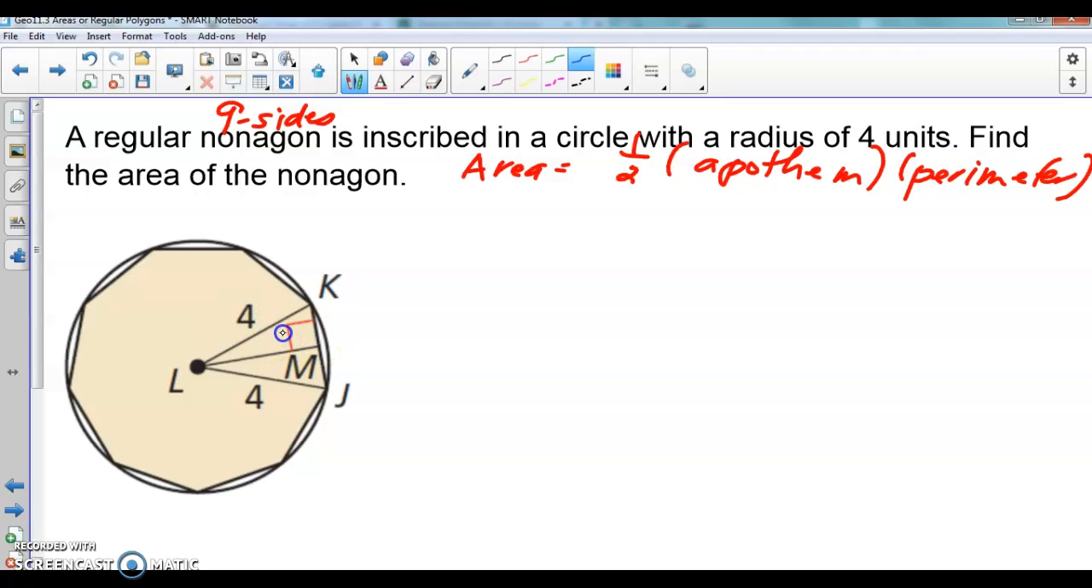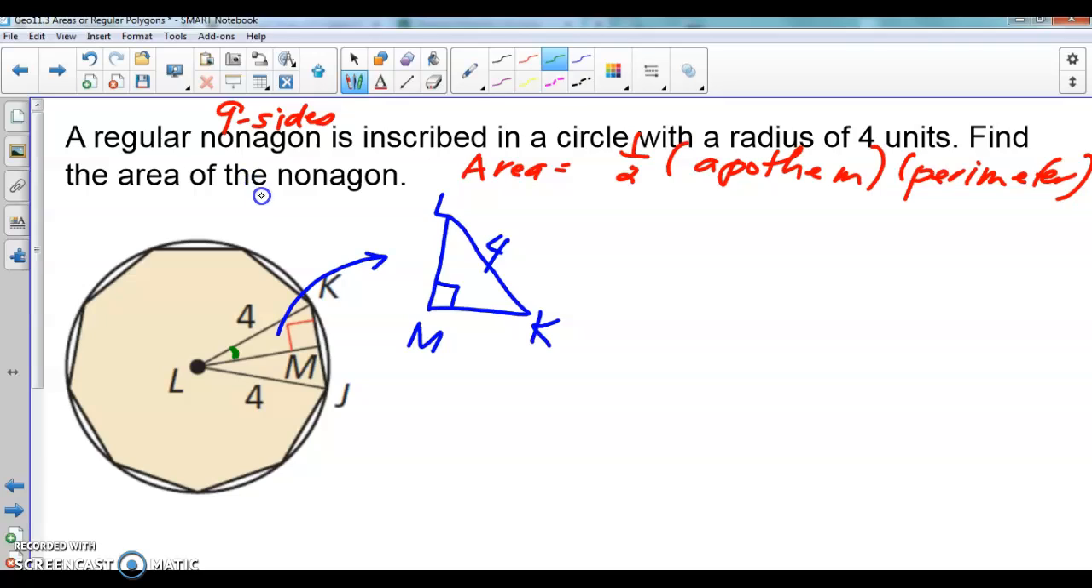I want to zoom in on this triangle over here. Let me zoom in on that right triangle. So that's L. This is M, where the right angle is, and this is K. So we know that LK is 4, right? So first, can we figure out the measure of this angle? If yes, how?